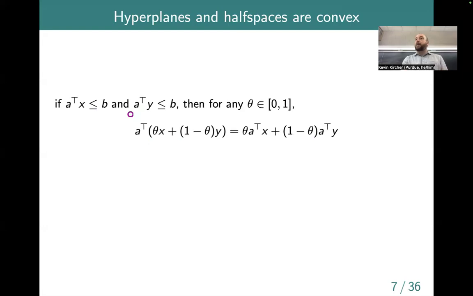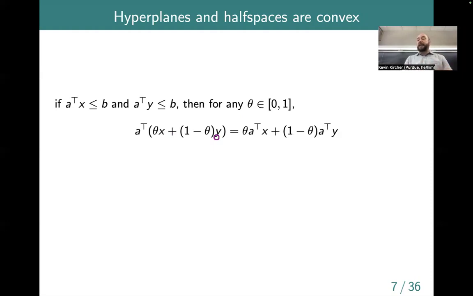We want to take any 2 points that are in the half space, so call them x and y. So there would be 2 points that satisfy a transpose x less than or equal to b and a transpose y less than or equal to b. And then pick any number theta. We'll leave that as a variable and then show that this is going to hold for any theta. Now we want to say that any convex combination of these, any theta x plus 1 minus theta y, is also in the set.